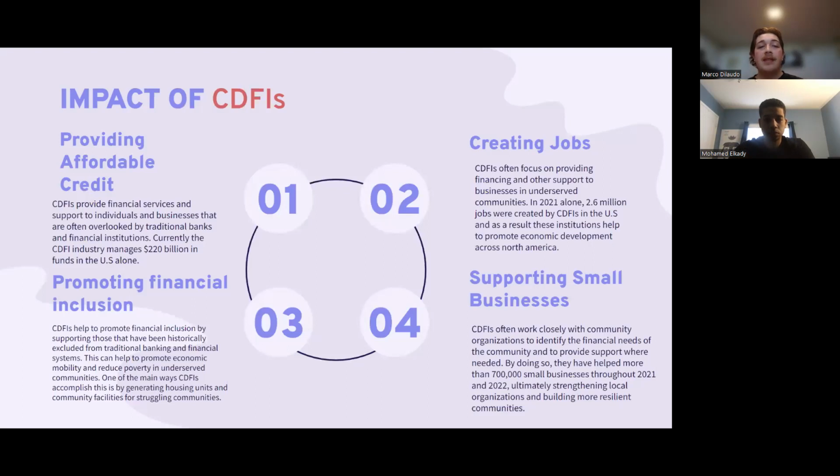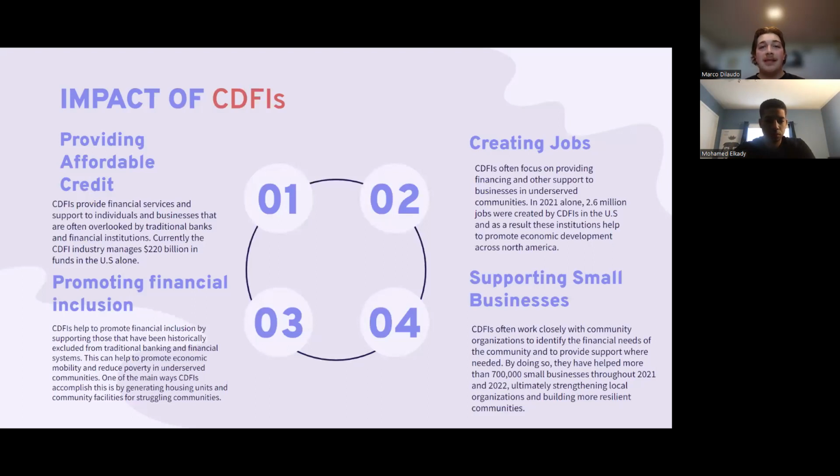And finally, CDFIs also play an integral role in supporting small local businesses across North America. These institutions often work closely with community organizations to identify the financial needs of the community and provide support where needed. By doing so, they have helped more than 700,000 small businesses launch or continue to operate throughout 2021 and 2022, ultimately strengthening local organizations and building more resilient communities.